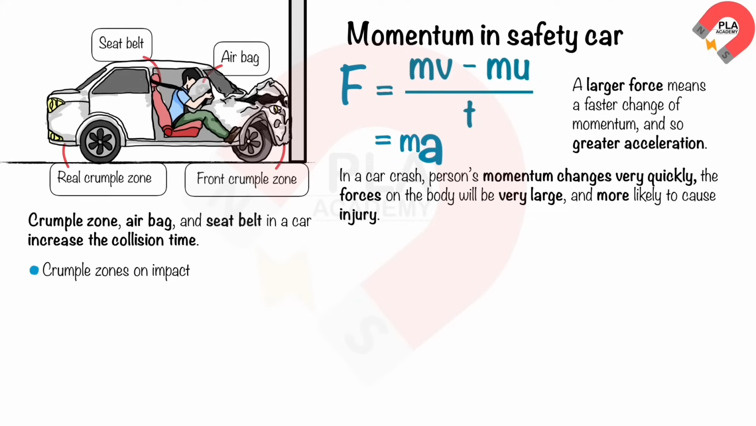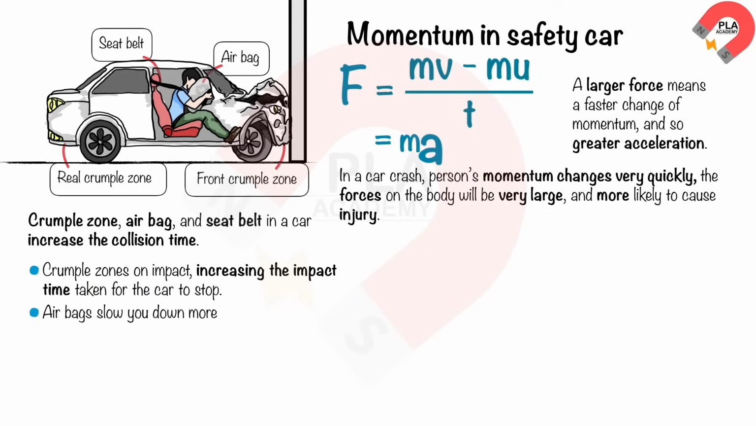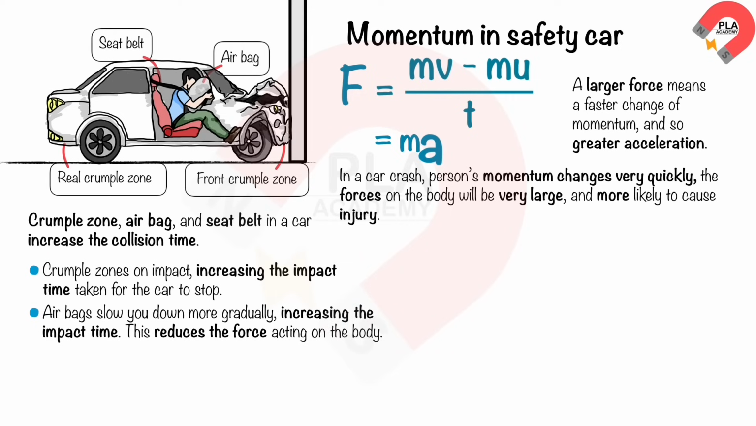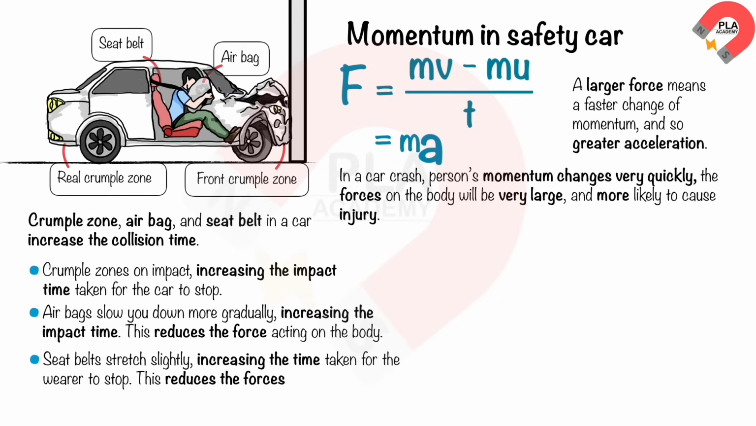Crumple zones crumple on impact, increasing the impact time taken for the car to stop. Airbags slow you down more gradually, increasing the impact time. This reduces the force acting on the body. Seat belts stretch slightly, increasing the time taken for the wearer to stop. This reduces the forces acting on the chest.